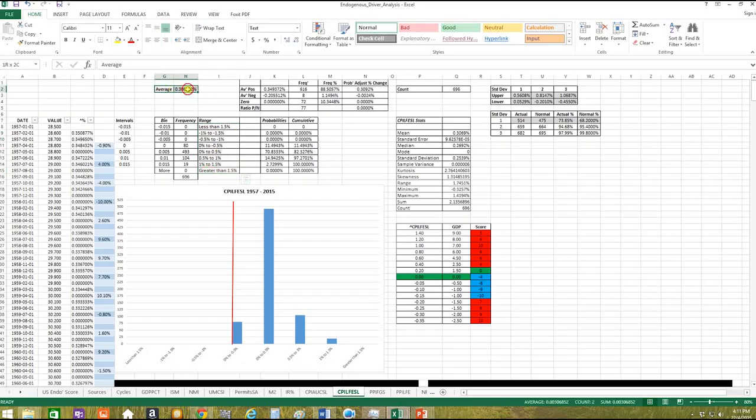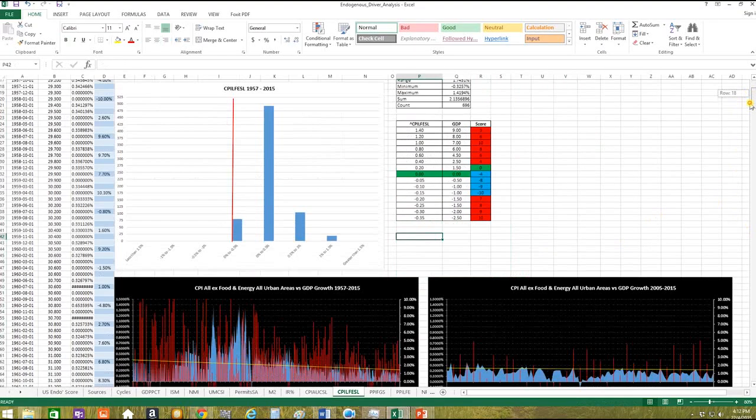We also have our overall average, and our average positive case, average negative case, and our zero case, our frequencies, the percentage of times these happen, and our probability adjusted moves in the CPI X food and energy. We have our descriptive stats over here, and our analysis of the distribution relative to a normal distribution. We also have our scorecard, which we will come on to later.